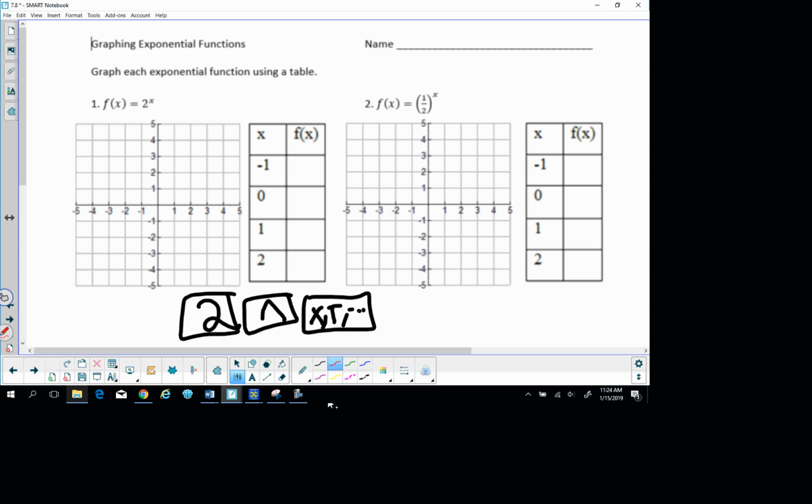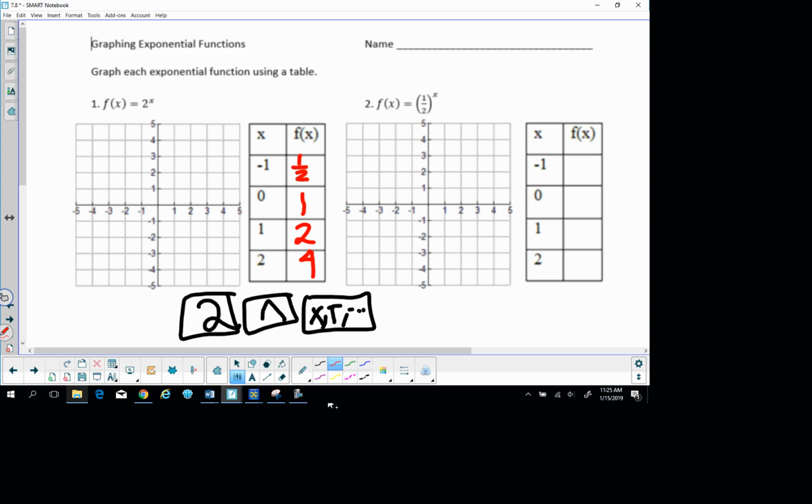So when you're scrolling down at -1, what's the y value? 1/2. At 0? 1. At 1? 2. At 2? 4. At 3? 8. That's what we do with this. And so now we're just learning how to graph them.